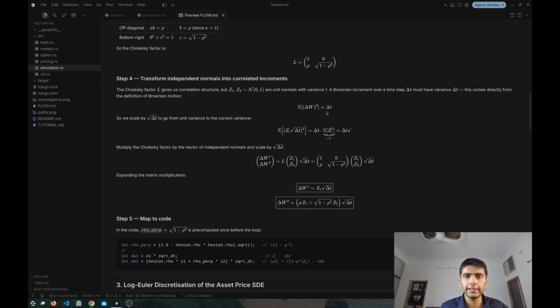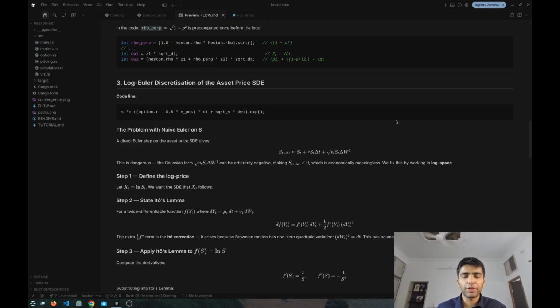So to scale the variance as per the Brownian motion, we multiply it by the square root of delta t to have a proper variance of delta t. That's why we are multiplying everything by the square root of delta t. Now once we have the correlated Brownian motion equations, we will discretize the asset price stochastic differential equation.